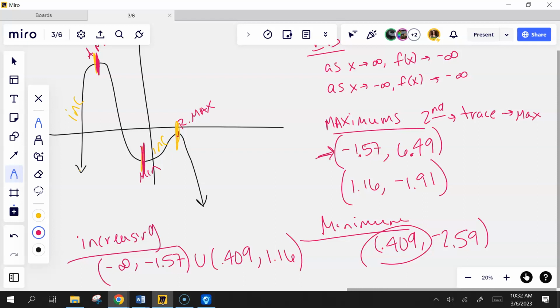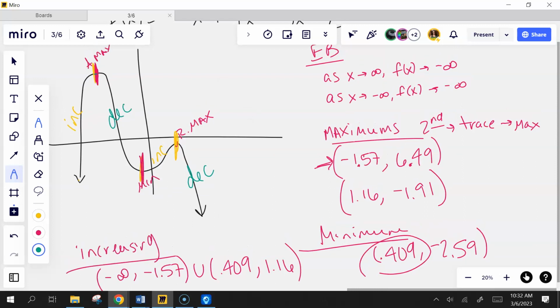How many decreasing intervals do you see? The two that are left are decreasing. So now let's describe them. It may help you to put the coordinates of each of these points on here so that you can see those x values. But decreasing, I'll come up here.